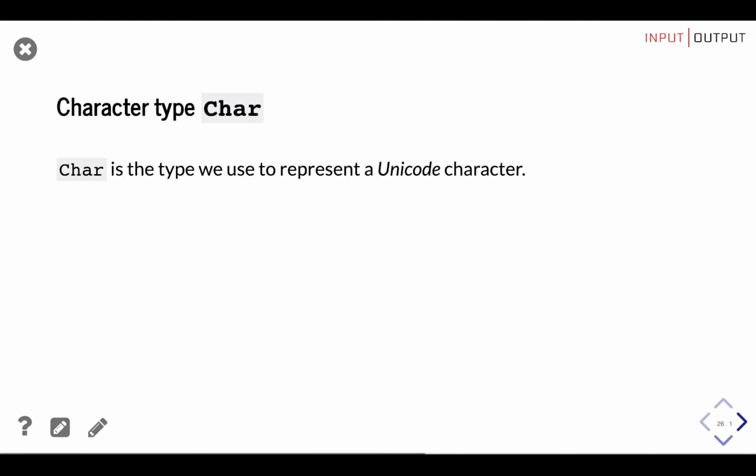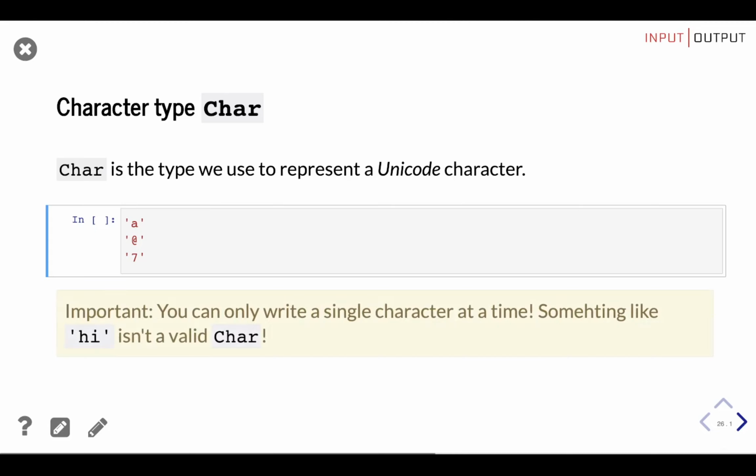And we write values of type char between single quotes, like this. Note that if you write a number surrounded by single quotes, like in the last expression, Haskell won't treat it like a number. It will treat it like any other character. So you cannot do math with 7 between single quotes. Another important thing to note is that you can only write a single character at a time. Something like single quote, hi, single quote isn't a valid char.